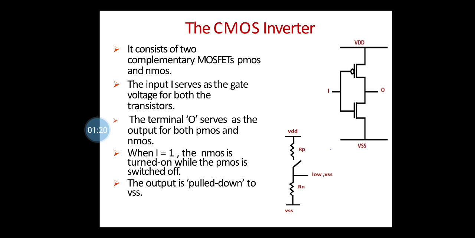When a high voltage is given at I, the NMOS is turned on while the PMOS is switched off. The output is pulled down to VSS. Similarly, when a low gate voltage I is applied, the NMOS is switched off while the PMOS is switched on. The output in this case becomes VDD, or the output is pulled up to VDD. So this is how the inverter works.